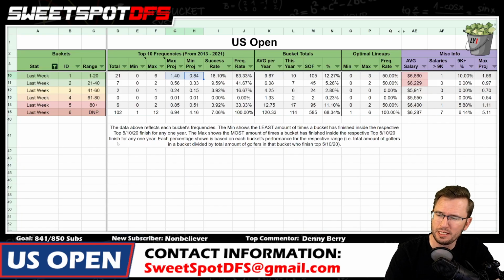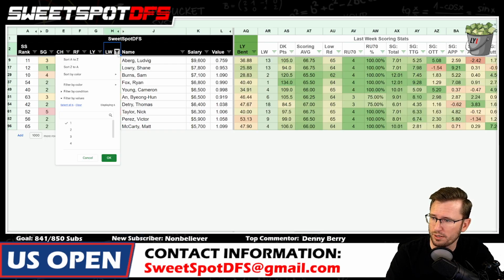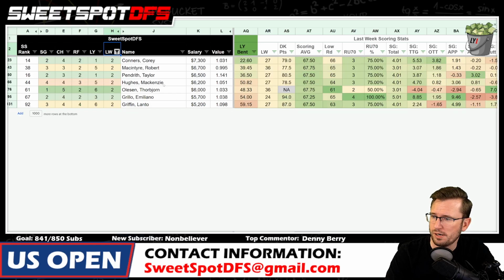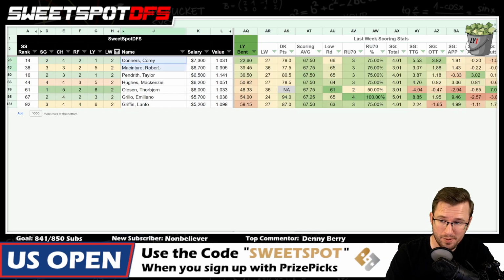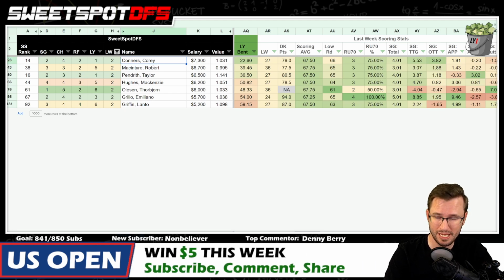Let's move on. Last week twos, 0 to 2. There are currently 7 golfers in that bucket and it doesn't really make up a lot of strength of field points. Let's see who those golfers are. Corey Connors, Bobby Mack, Taylor Pendrith, Mac Hughes, Thorbjorn Olesen, Emiliano Grillo, and Lanto Griffin. Yeah, I don't have any conviction plays here. But again, it's limited to 2 golfers, so don't play more than 2. And that one I would actually stay strict with.